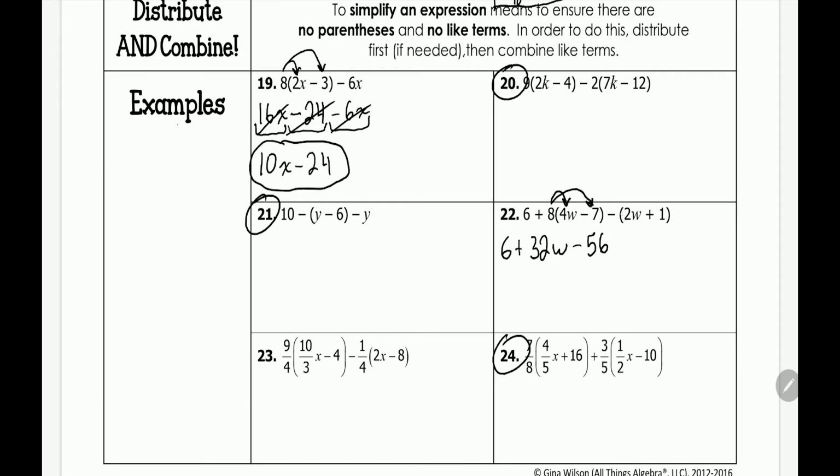Alright. Then, before we do anything else, we have to distribute this negative sign. So that means we're going to imagine there's negative 1 here, and we're going to distribute it. So it's negative 1 multiplied by 2w. Well, that's negative 2w. And negative 1 multiplied by 1 gives us negative 1. So what we have to do is combine all like terms. So let's combine the constants first. So we have 6 minus 56 minus 1.